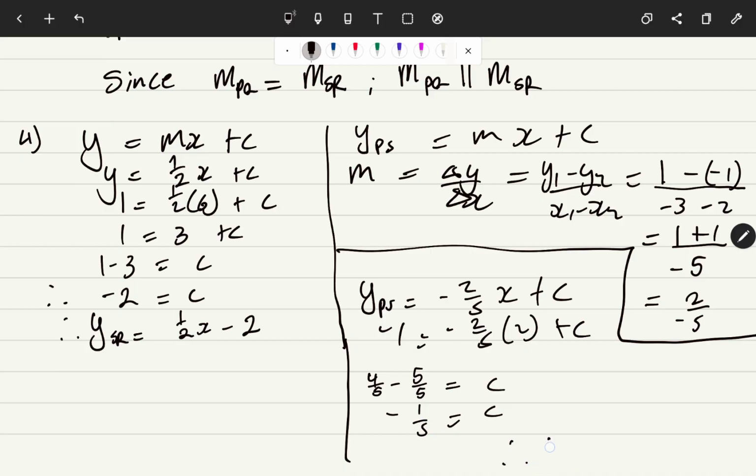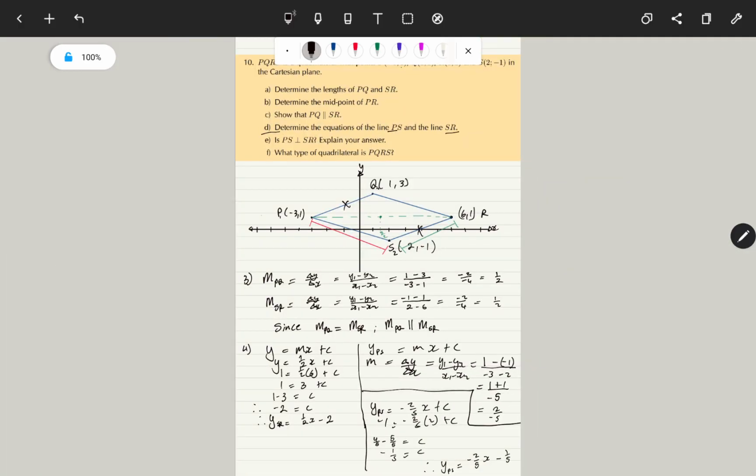That means my y for PS is what? It is minus 2 over 5 x minus 1 over 5, right? And if I look at the graph, it kind of makes sense. Negative gradient, and my y-intercept is just below 1. So yeah, kind of makes sense.